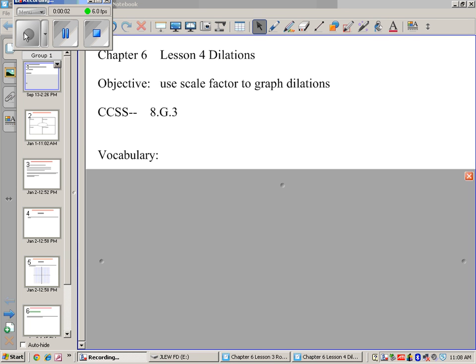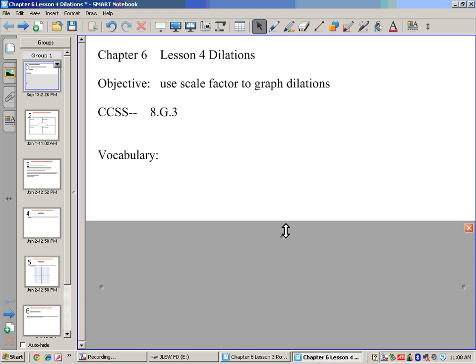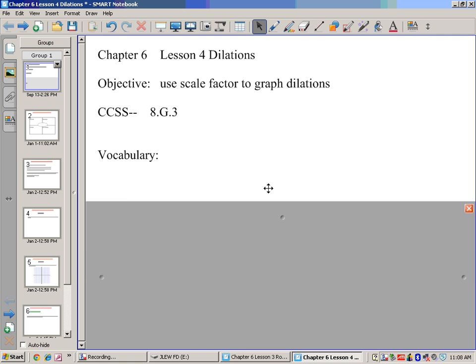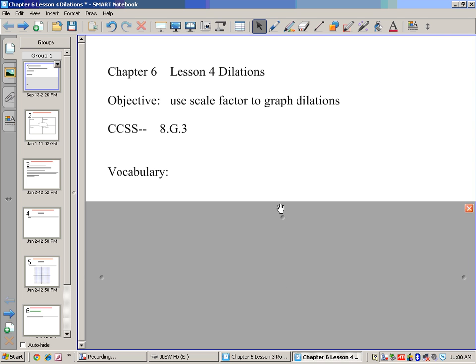Okay, welcome to Chapter 6, Lesson 4, Dilations. This is our last lesson for this chapter. Alrighty, our learning target or objective for this lesson is to use scale factor to graph dilations. And our vocabulary for this lesson is none. There is nothing. Woohoo! Okay, moving right on then.